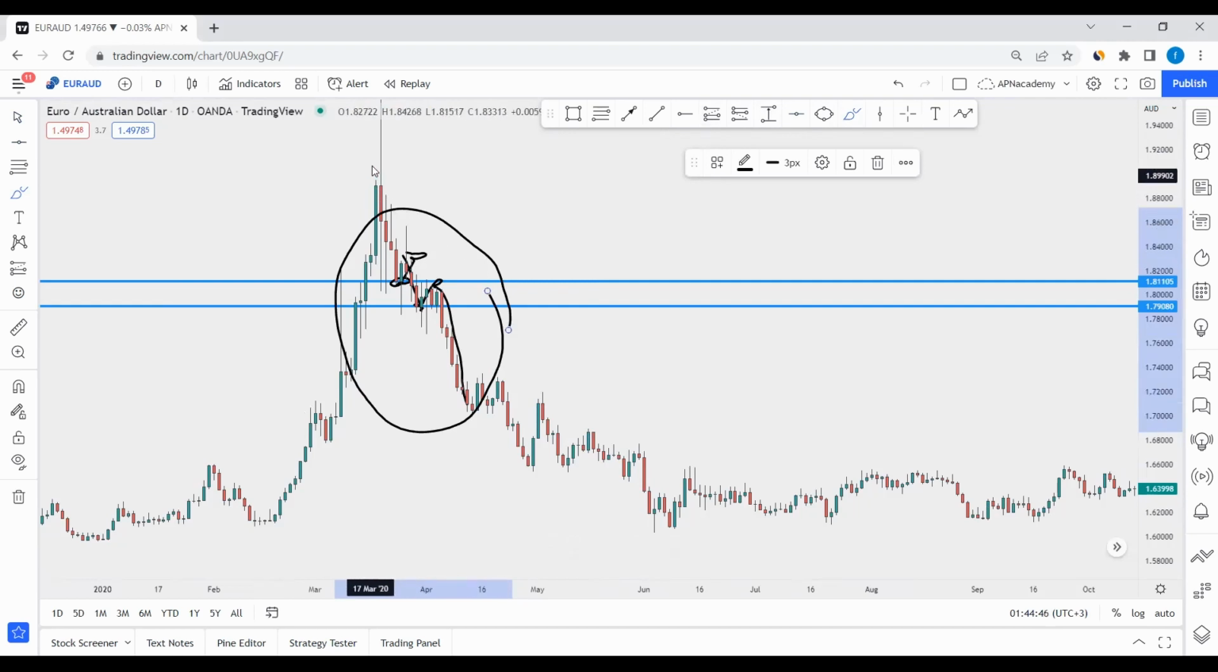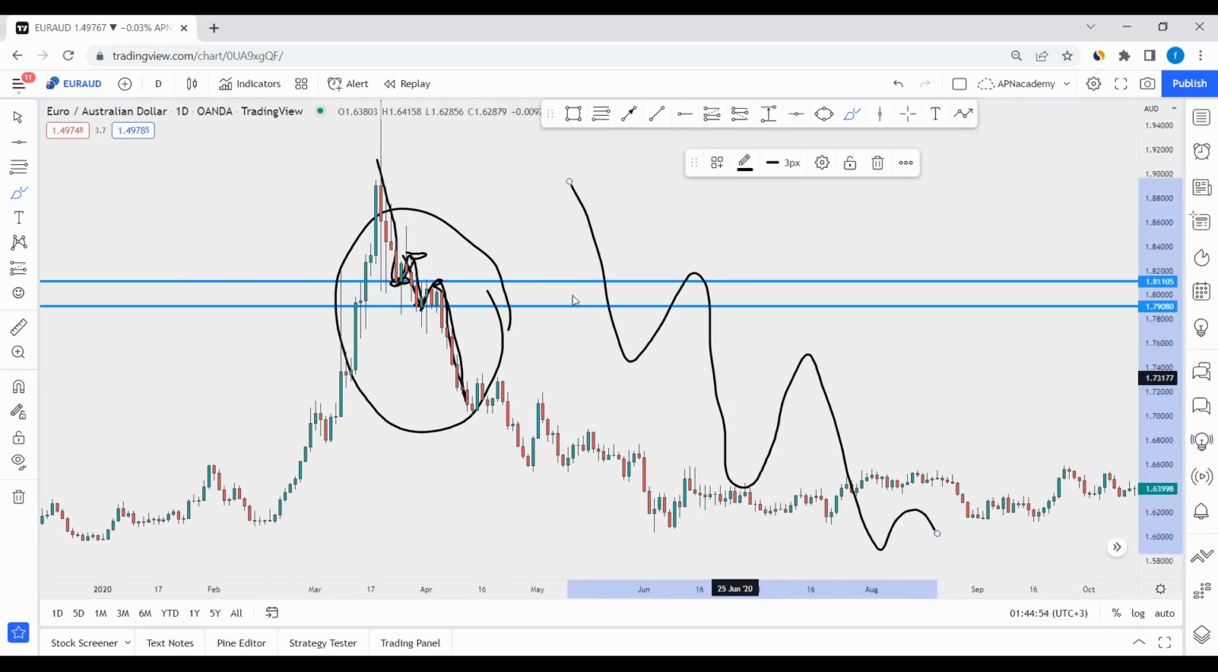And if you can clearly see, it made a low, lower high, low, lower high, low, lower high, like that. Low, lower high, low, lower high, low, lower high. This is the movement. You need to be able to identify this. Once you're able to identify this, everything is easy, right? You know where you're going to take it.